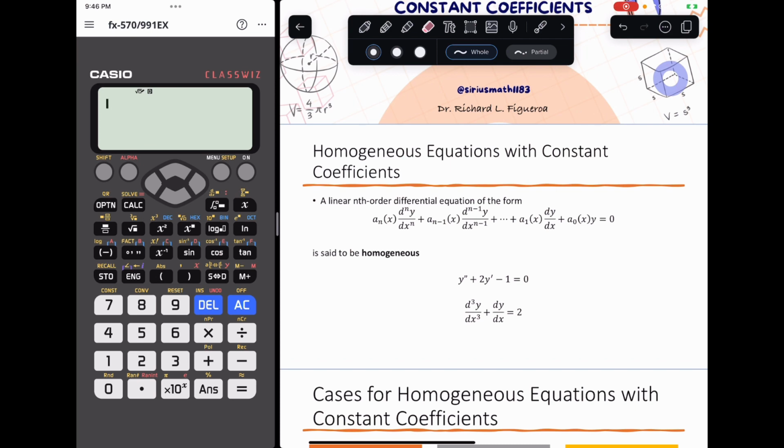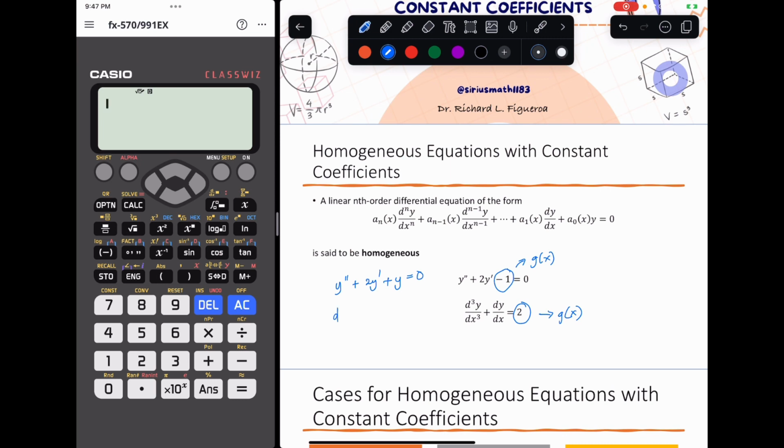So as we can see here, these two examples that we have here are non-homogeneous equations. When we say homogeneous equation, we could have y double prime plus 2y prime plus y equals 0, which is homogeneous. But in this case, we have this negative 1, which serves as the g of x here, so that makes it non-homogeneous. Similarly, for the second equation, this 2 is the g of x, which is not equal to 0, so that makes it a non-homogeneous equation.